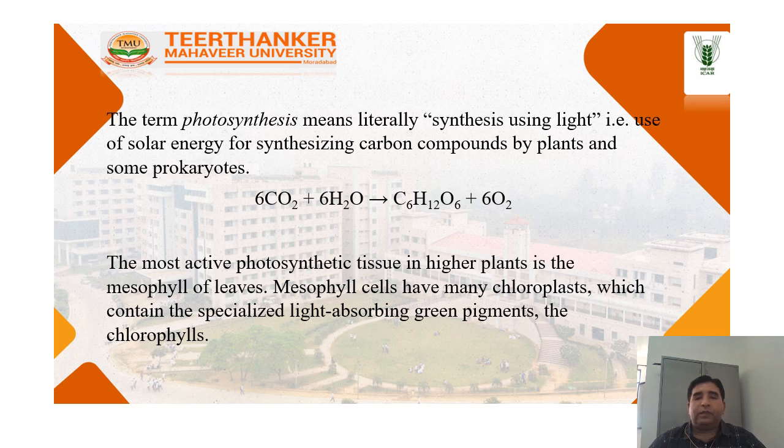Photosynthesis is found in all types of plants, higher plants, algae, bryophytes, pteridophytes, etc. The main site of photosynthesis is the mesophyll cells of the leaves, where the pigments specific for harvesting the energy of light are found, like chlorophyll, carotenoid, xanthophyll, etc.